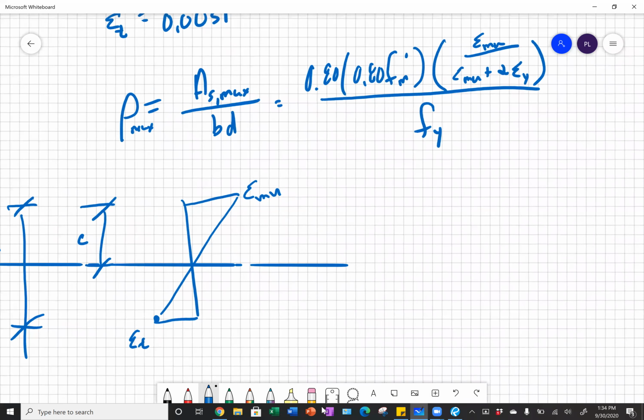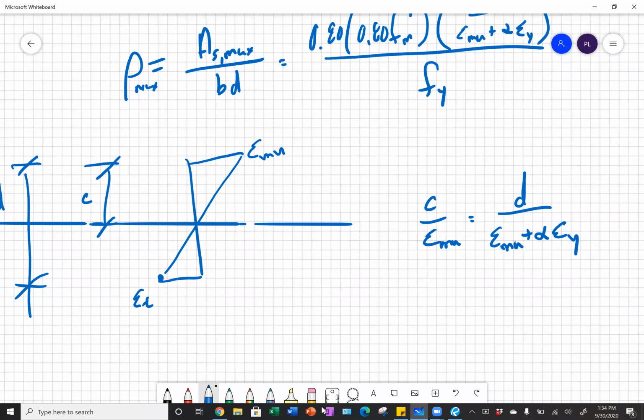And so using similar triangles, similar to ACI, we can have c divided by our strain in our masonry equals d divided by our strain in our masonry plus alpha times our strain at yield. And so c would be d, our effective depth, times our strain in our masonry divided by our strain in our masonry plus alpha times our yield strain.